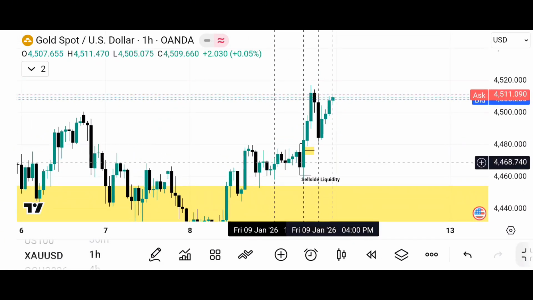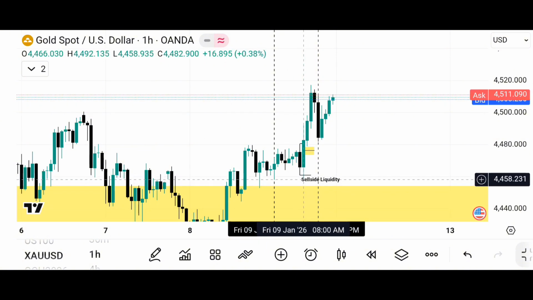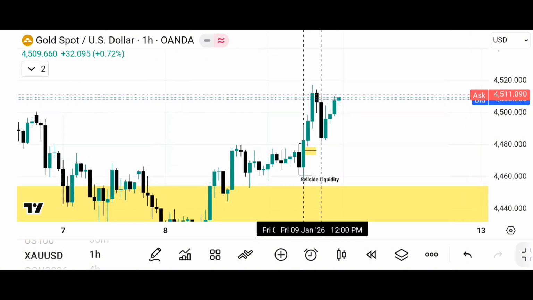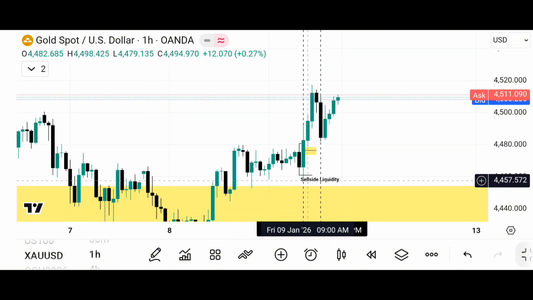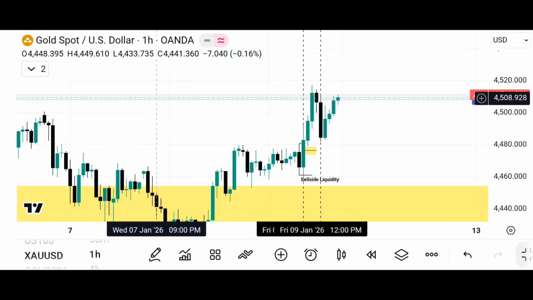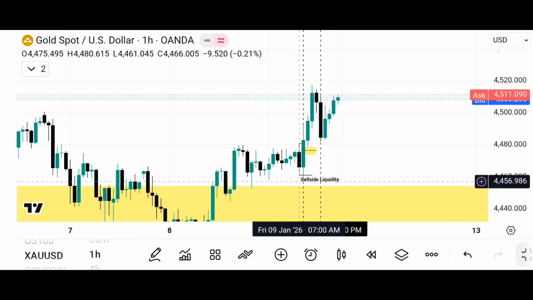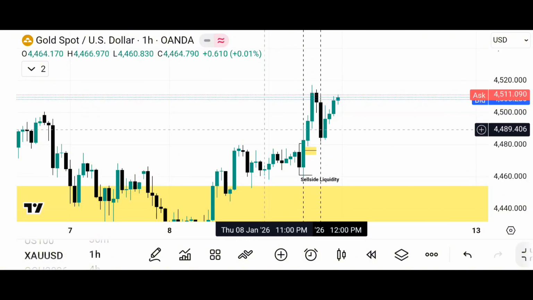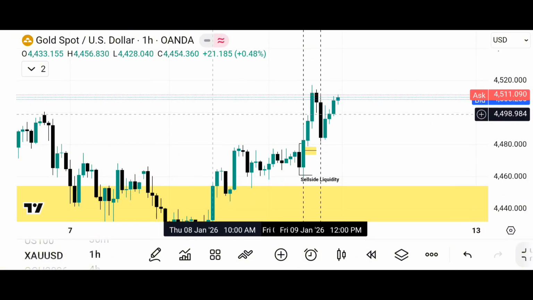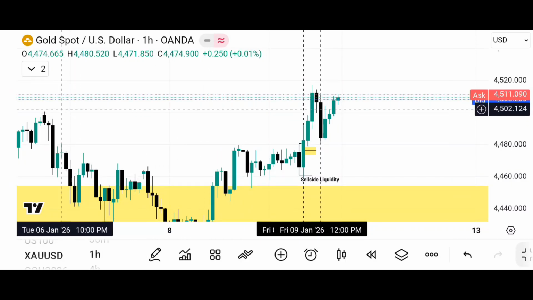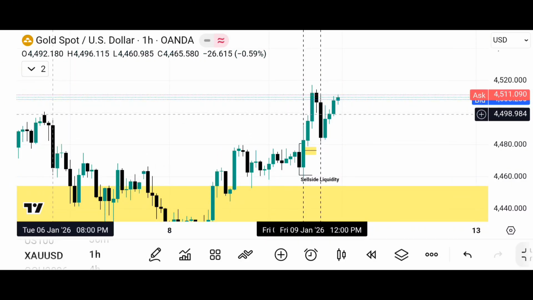Okay, so this was where price took out sell side. Since price has taken out sell side liquidity at this low here, it will probably want to run up to take out buy side liquidity, and buy side liquidity is found at highs. Okay, so this high right here.